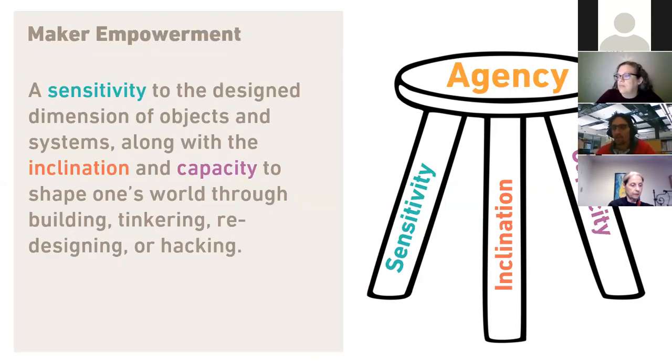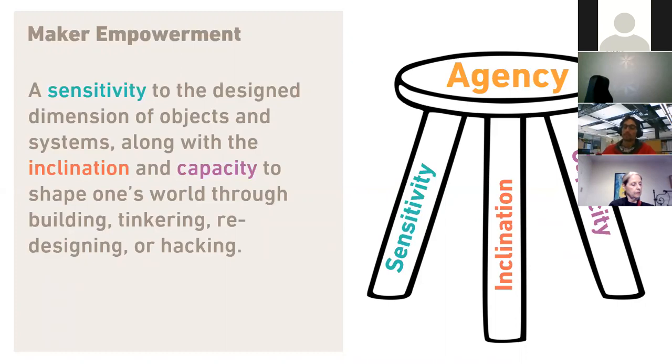So how do we get there? How do we teach children, adults, that they are capable of creating change? That's these three legs of the stool. One is sensitivity. Sensitivity means that you are aware of the opportunities for you to create change. Inclination is the motivation. You want to engage in this activity, whatever that activity is, and capacity is your ability to create, is your ability to engage in that activity.